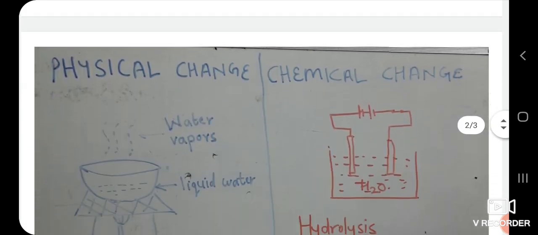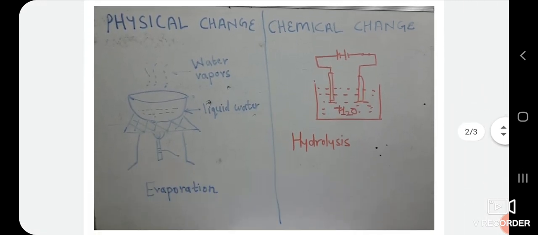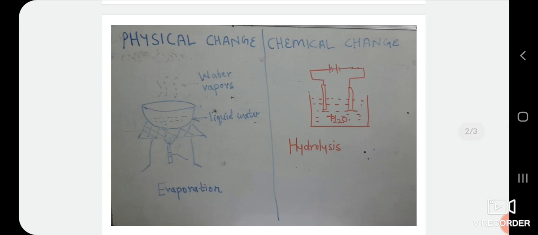Next, physical change and chemical change. Okay children, here I have shown you two diagrams. In the first diagram, in physical change, you can see evaporation of water, and in the second diagram, this is hydrolysis. In evaporation, we are simply heating water, right? So water is changing from liquid state to vapor state.